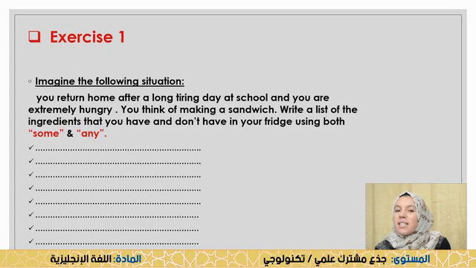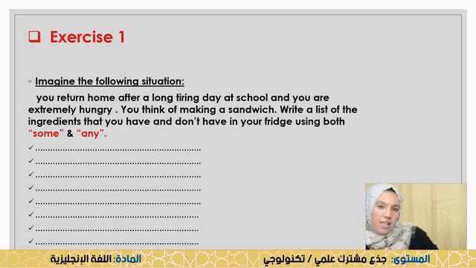You think of making a sandwich. Since you're hungry, you want to grab something really fast, a snack or something. Now, what I want you to do is write a list of the ingredients that you have and don't have in your fridge, using both some and any. If you remember, in the previous lesson, lesson 1, we already spoke about the shopping list. So you are going to be writing a shopping list using the words some and any.